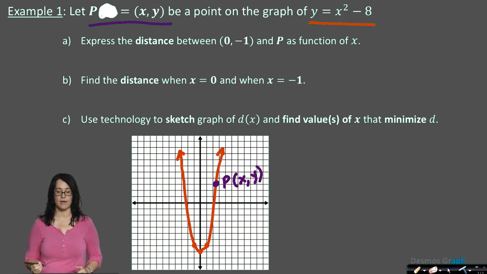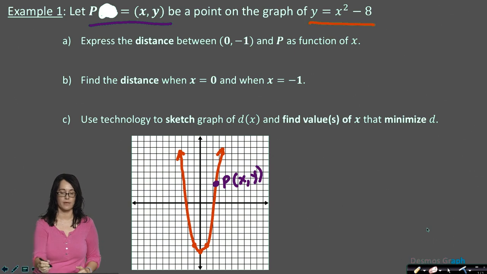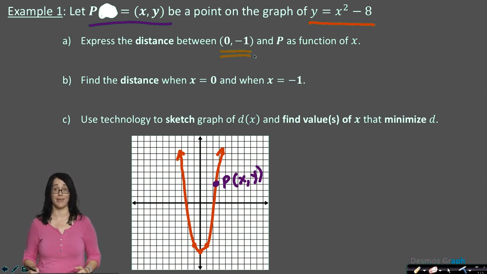And what we're saying here in the first part of the question, part A, we're asking you to find the distance between a fixed point, 0, negative 1, and a moving point, P. Okay? Where would 0, negative 1 be? Well, it would be right down here, 1 unit below the origin.